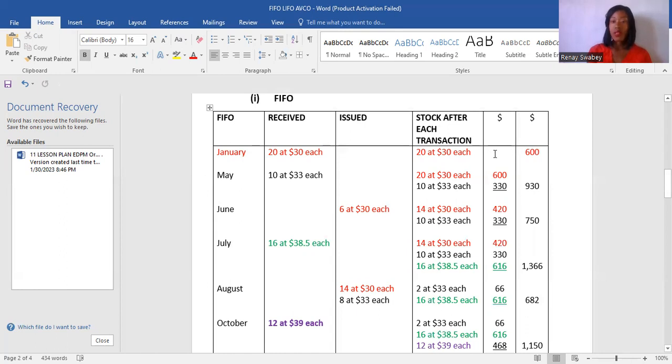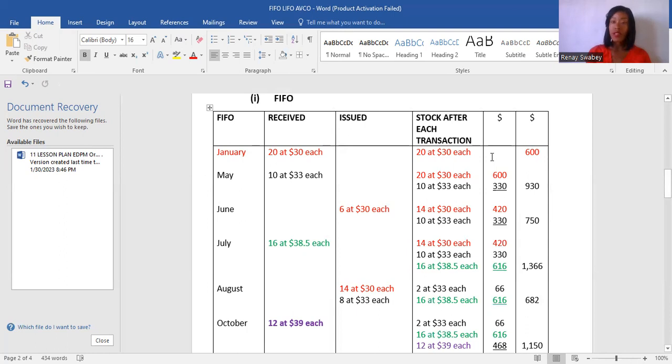The reason why we put it here at the second $ column instead of the first $ column is because we have no other item to sell from in January. So we are not making an adjustment. This column is going to be our adjustment column.